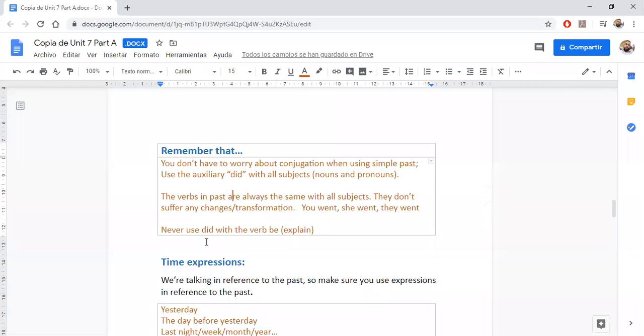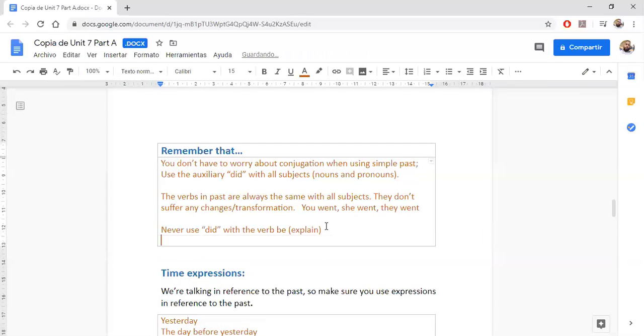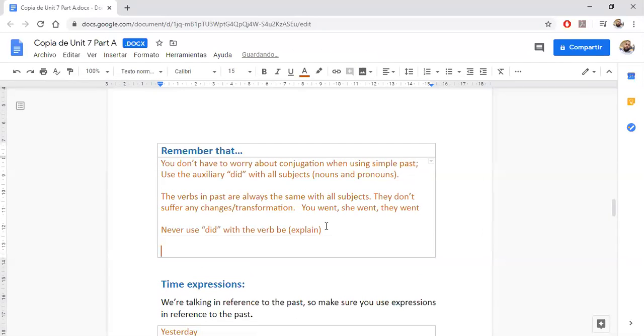Never use did with the verb be. Okay, you're never going to use the auxiliary did with the verb be. So why is that? You might be wondering. Well, that's simple. We say, were you at home yesterday? Were you at home yesterday?